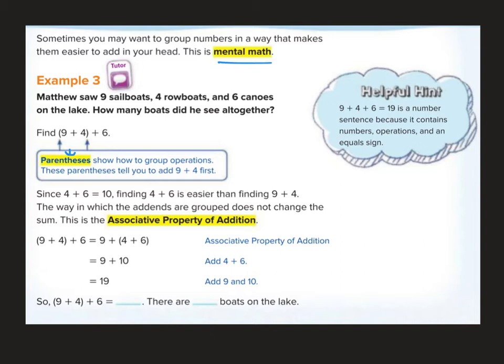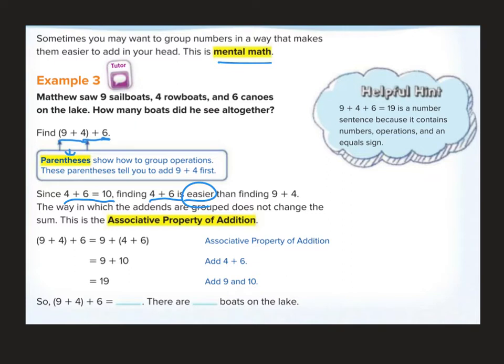And now, since I know that 4 plus 6 makes a 10, I think adding 10 plus 9 is much easier than doing 9 plus 4, which I've got to figure out, and then I've got to add 6 to it. So, since 4 plus 6 equals 10, finding 4 plus 6 is easier. We always like easier, right? Let's use the associative property to make it easier.